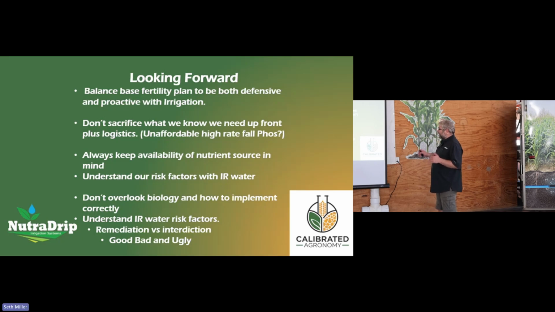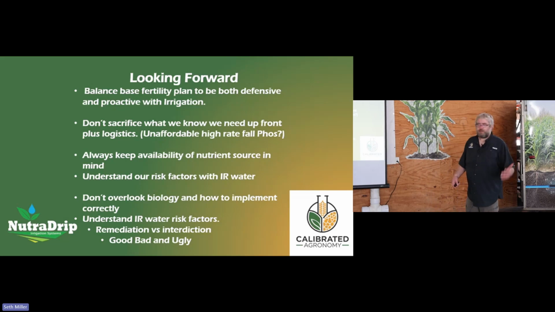And then understand those risk factors with our irrigation water. We need to establish that so we can actually build our plan. We'll never really be able to build an effective plan unless we know our risk factors.